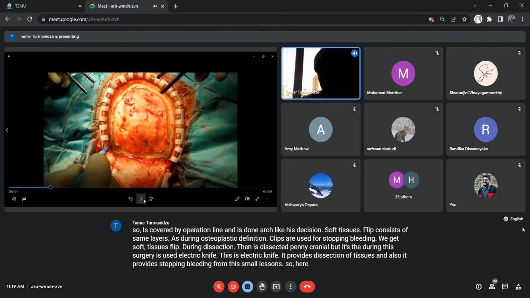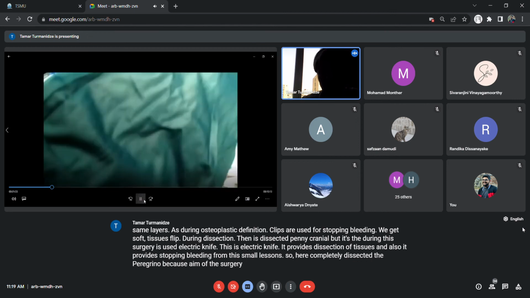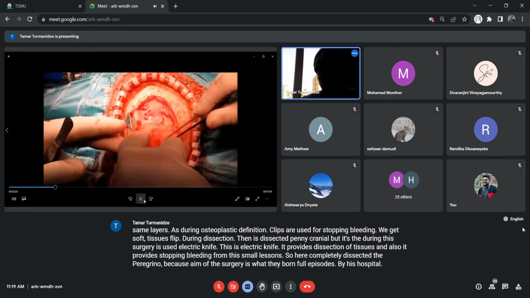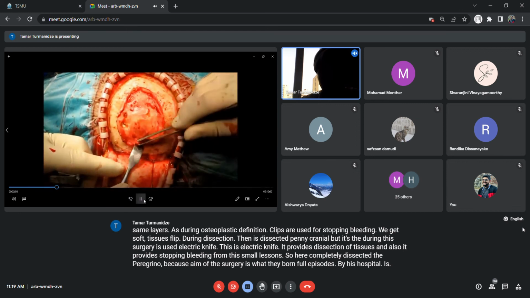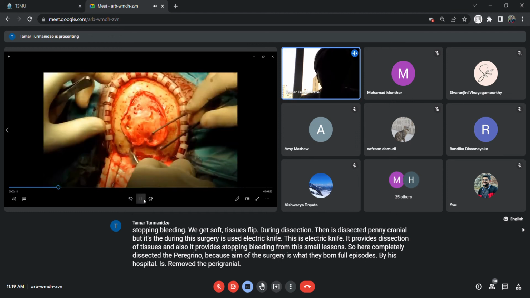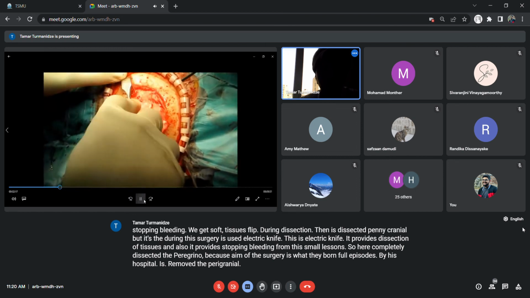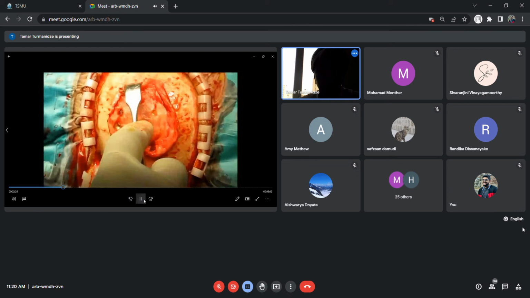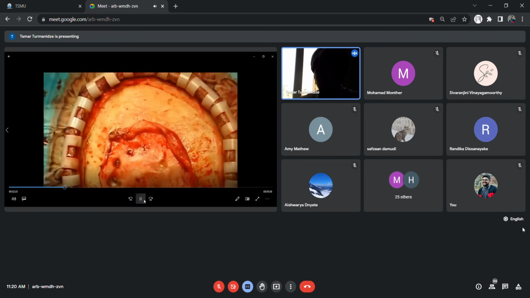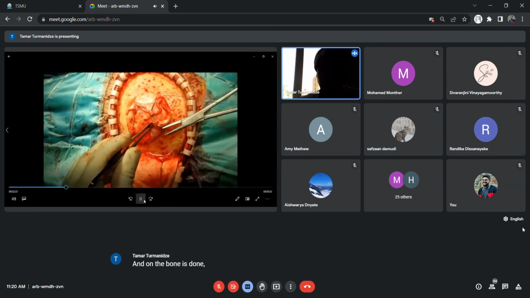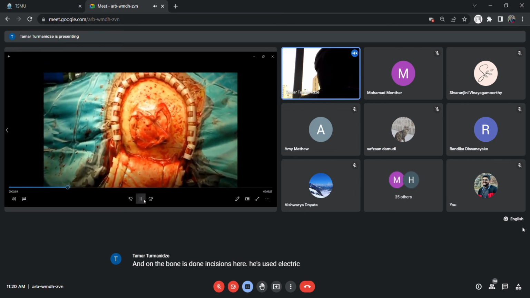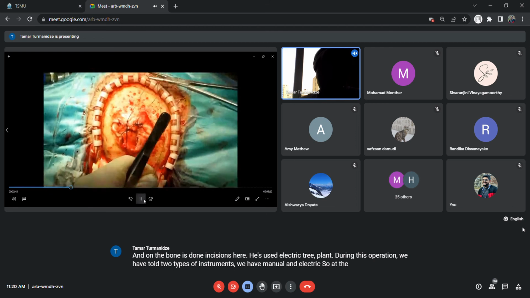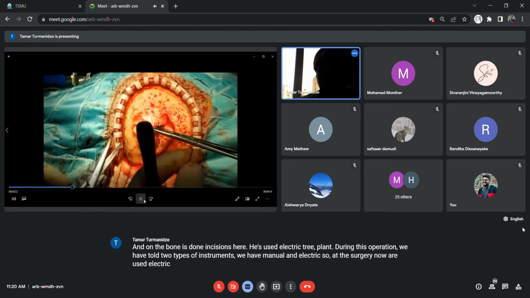So here the pericranium is completely dissected because the aim of the surgery is what? The bone flap must be removed. By raspatory the pericranium is removed. And incisions are done on the bone. Here an electric trepan is used during this operation. We have told two types of instrument: manual and electric. So at this surgery an electric trepan drill is used.